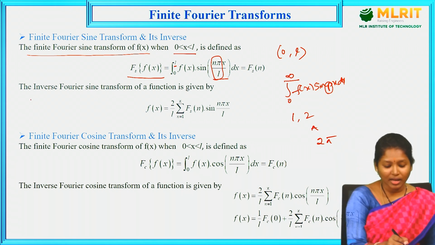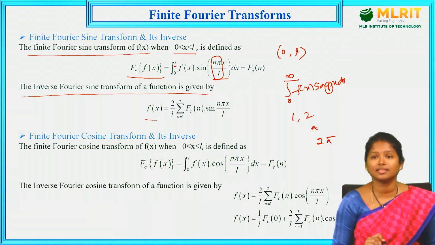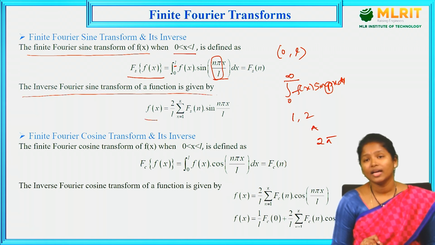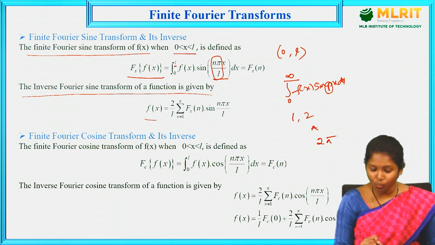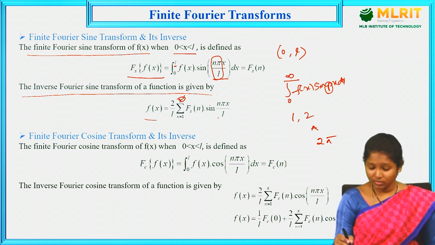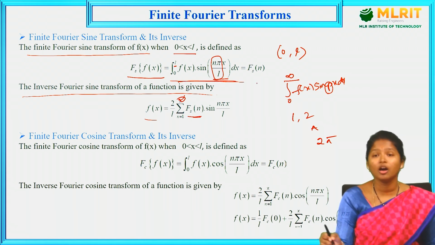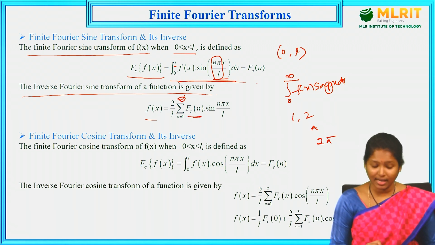Okay. The inverse Fourier sine transform of the function is f of x equal to 2 by L summation of n equal to 1 to infinity Fs of n sine n pi x by L. Here Fs of n is nothing but the finite Fourier sine transform.